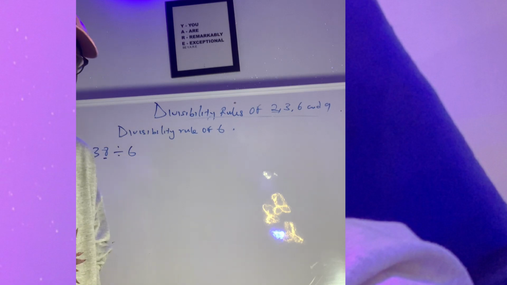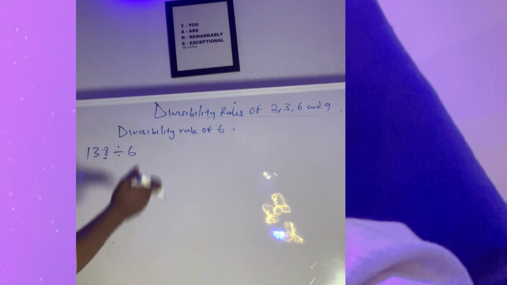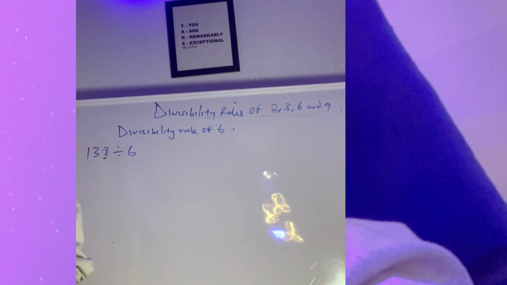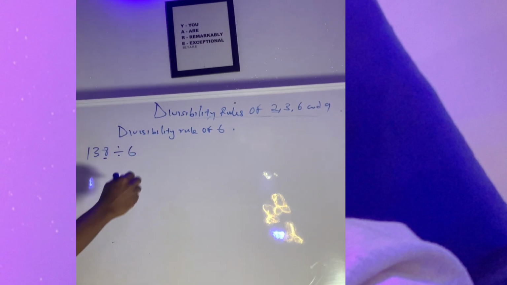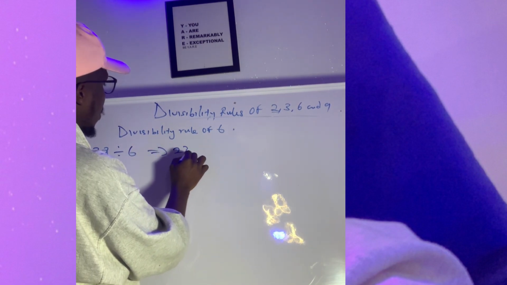So what about, can it be divided by 3? Let's check. 1 plus 3 is 4, plus 8, that is 12. So is 12 divisible by 3? Yes. So if 12 can be divided by 3, automatically 138 can be divisible by 6. So 138 divided by 6 is going to give us 23.